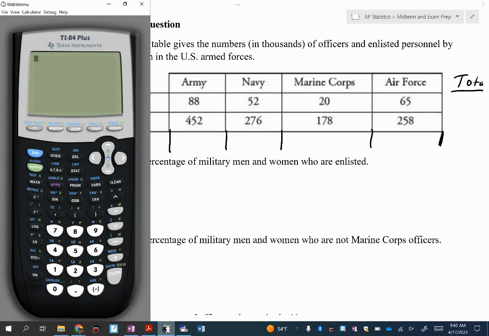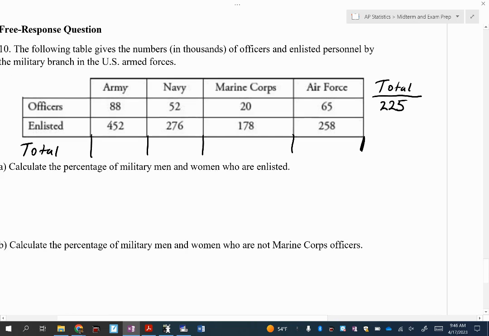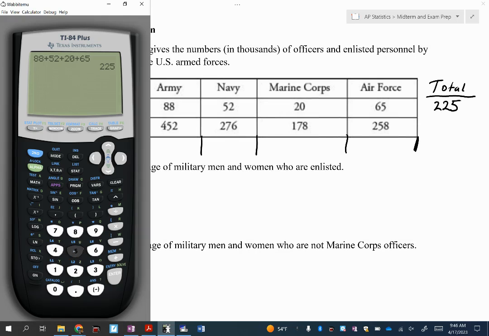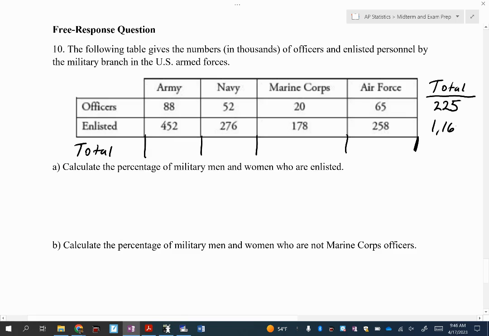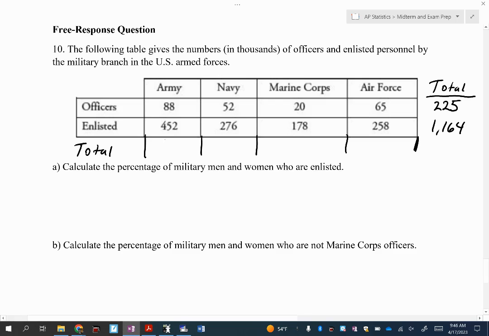I'm going to go the first row. And I got 225. Okay, second row. $11.64. $540,000 from the Army.